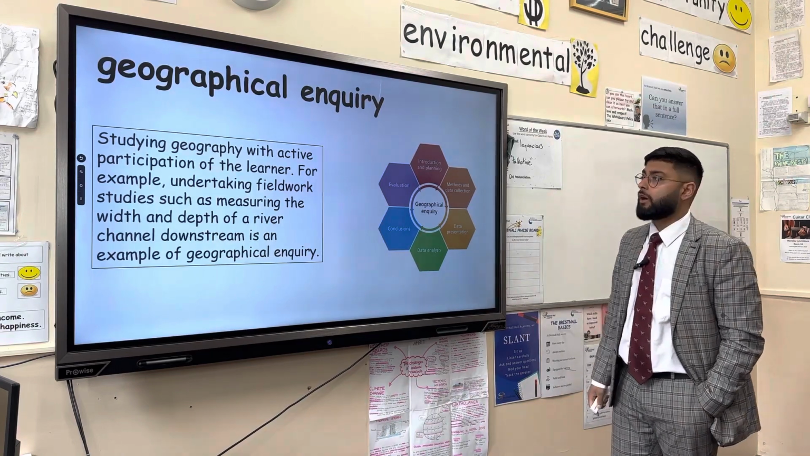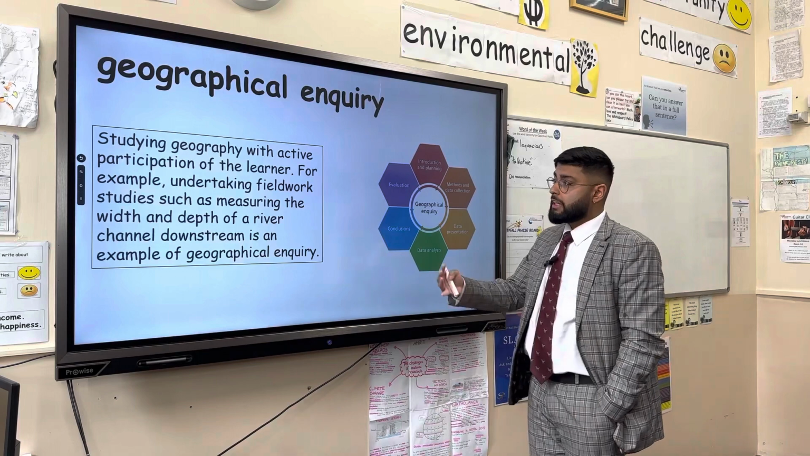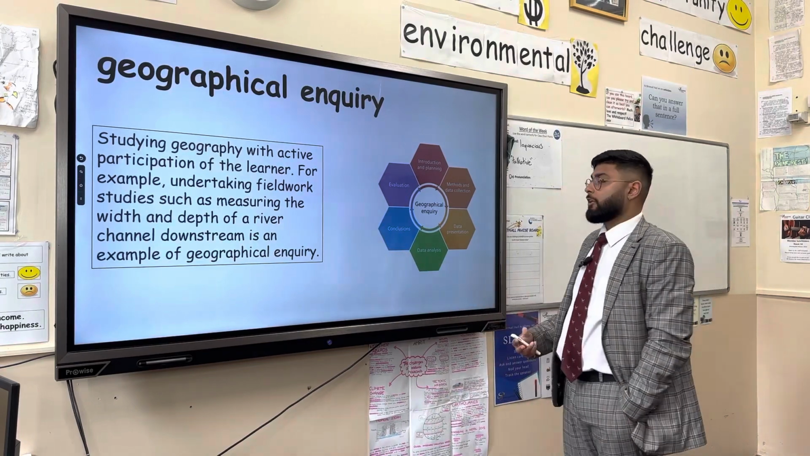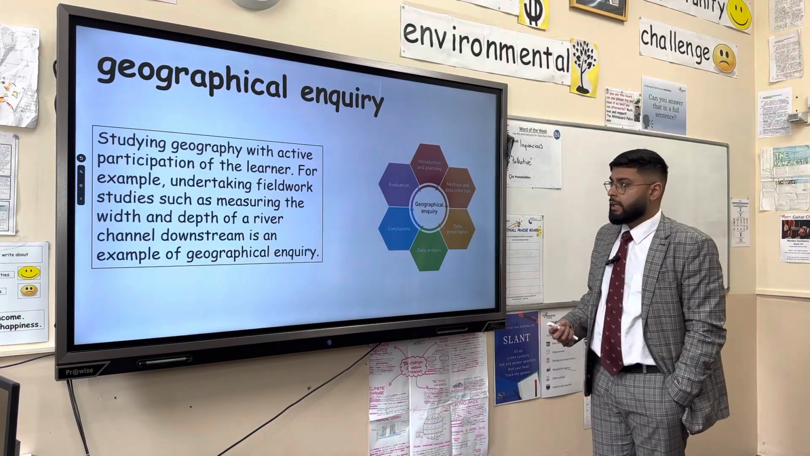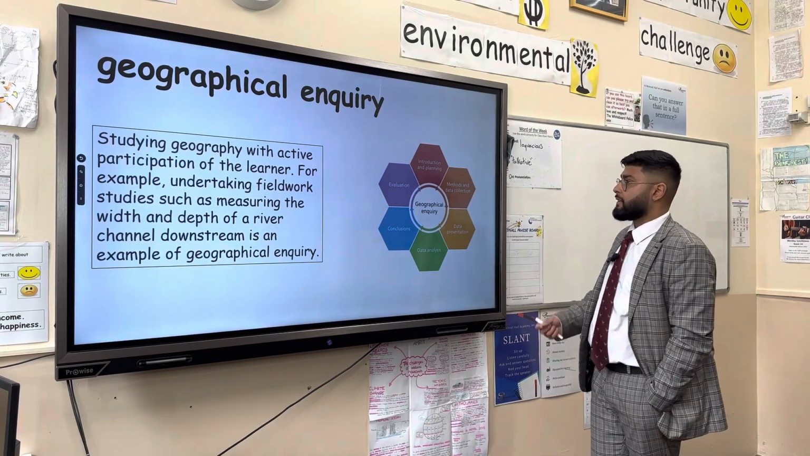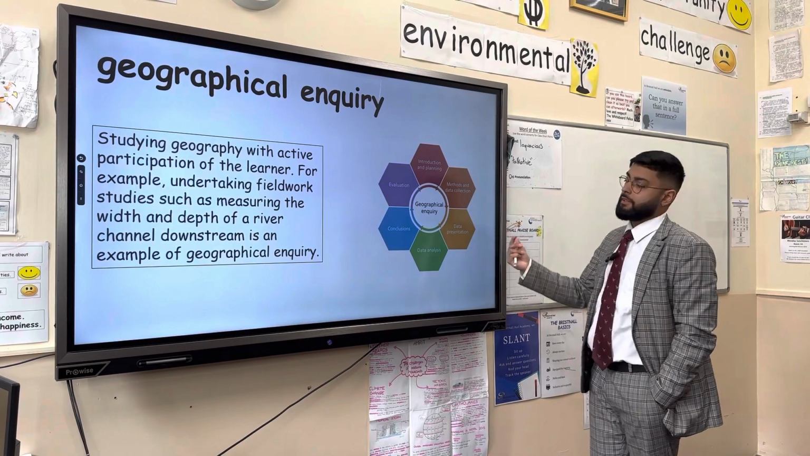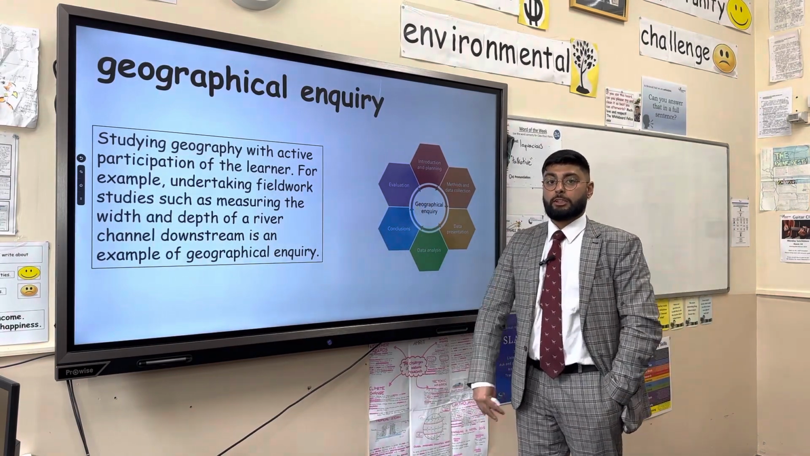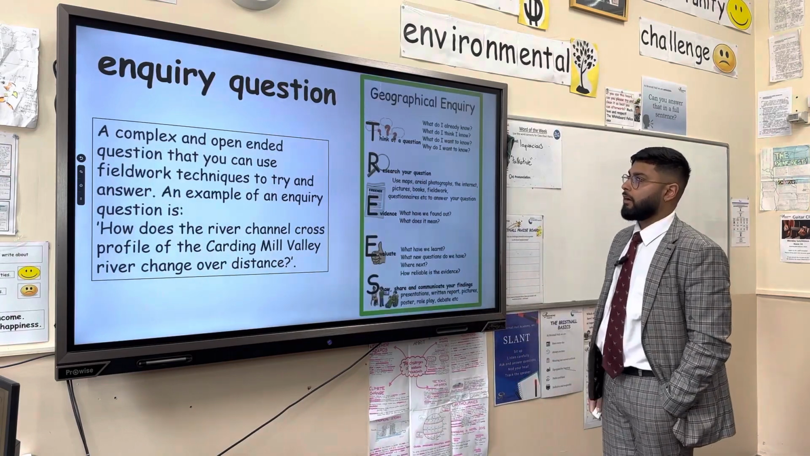A geographical inquiry. This word or phrase is studying geography with an active participation of the learner. You have carried out a geographical inquiry at Cardamel Valley because you actively participated in the introduction, planning, methods, data presentation, data analysis, conclusion, and evaluation of your own inquiry at Cardamel Valley.